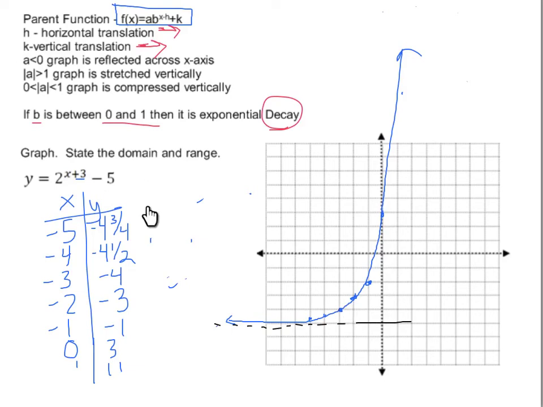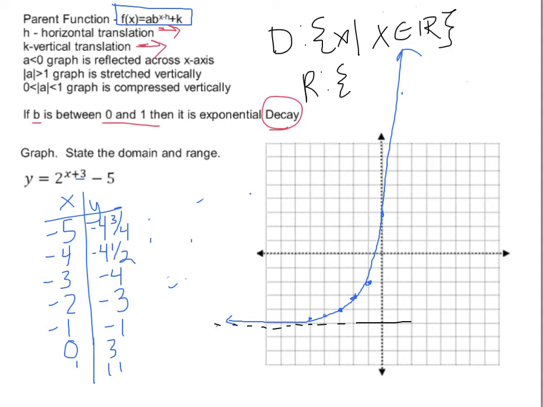Of course, making this XY chart is going to work every time, but if you understand the translation, it's going to make graphing this just a little bit easier. And so let's do the domain and range. The domain, of course, is all real numbers. And the range for this one, well, our y would have to be greater than -5. And you can usually get the range by knowing what that k value was at the end.